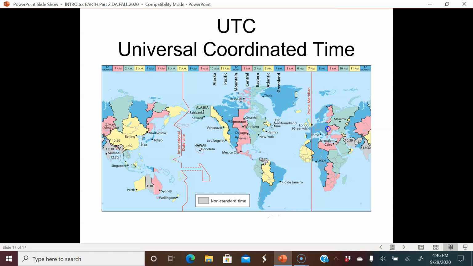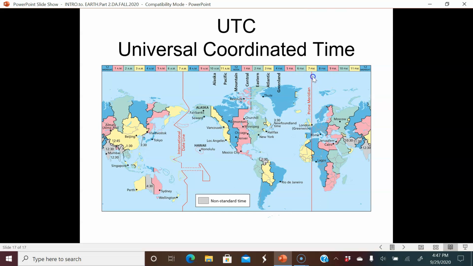We have a rotation period of 24 hours, correct? Yes. How many degrees of longitude are there? 360. Divide 360 by 24, and what do you get? 15. So the Earth rotates through 15 degrees of longitude every hour. Therefore, a standard time zone will be 15 degrees of longitude from one side to the other.